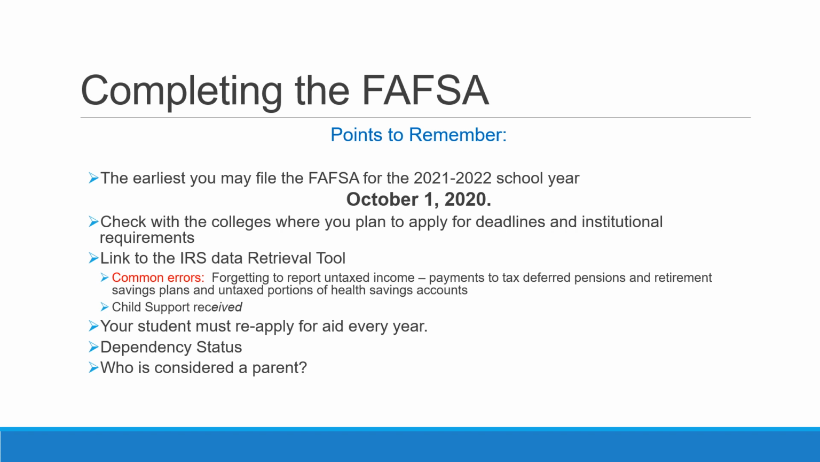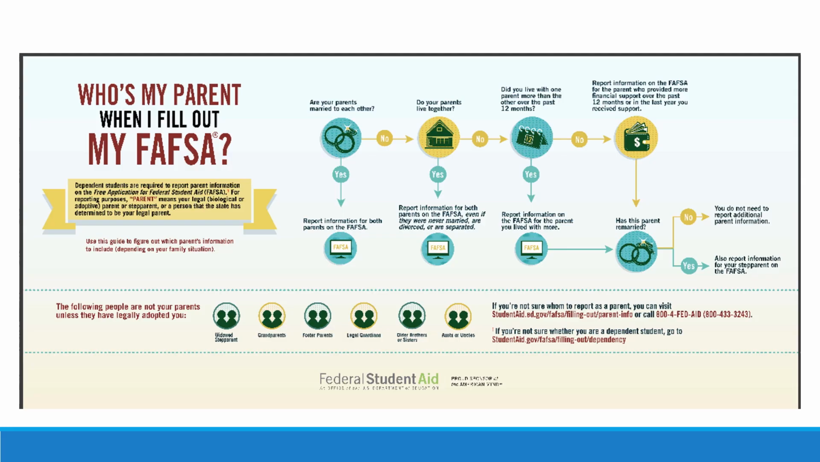While we are on the topic of parents, let's discuss whose parental information needs to be included on the FAFSA. The next slide is an infographic that walks you through who is considered a parent for FAFSA purposes. If a student lives with both of his or her biological and or adoptive parents, whether they ever married or not, that household income information must be reported.